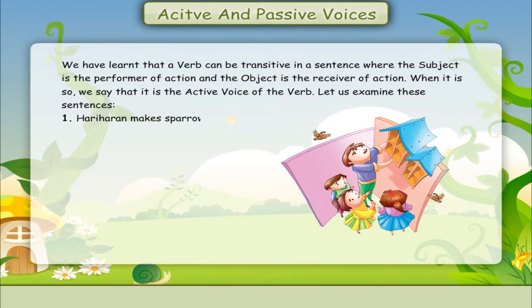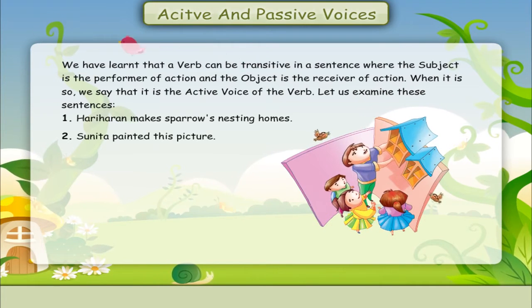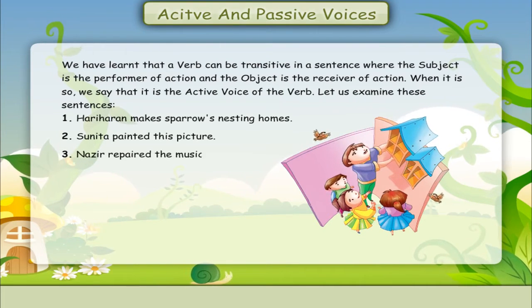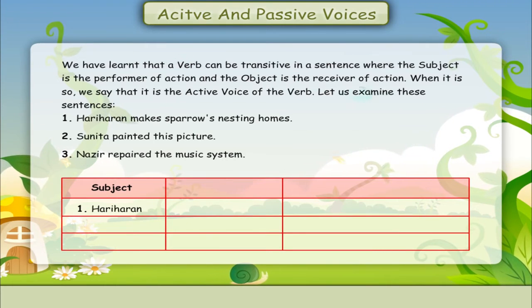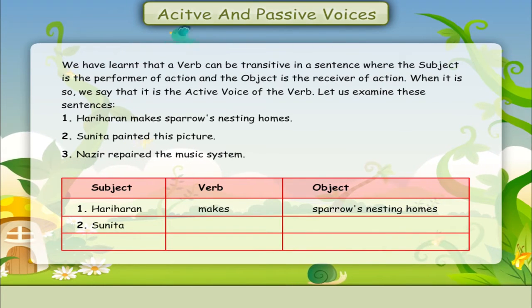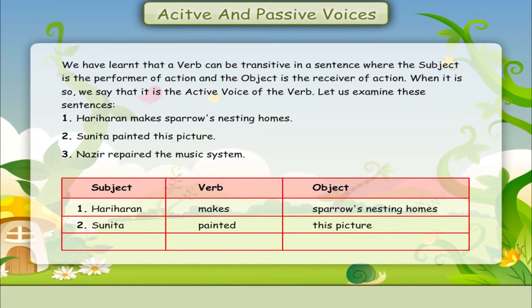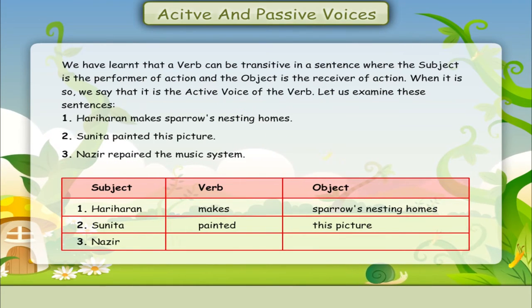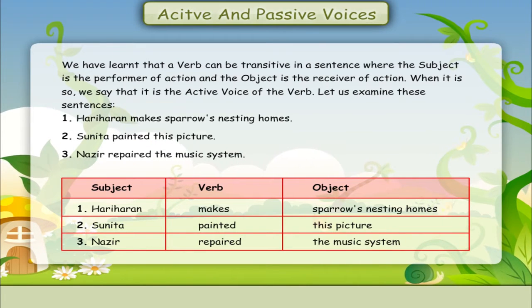Hariharan makes sparrows nesting homes. Sunita painted this picture. Nazir repaired the music system. Subject, Hariharan. Verb, makes. Object, sparrows nesting homes. Subject, Sunita. Verb, painted. Object, this picture. Subject, Nazir. Verb, repaired. Object, the music system.